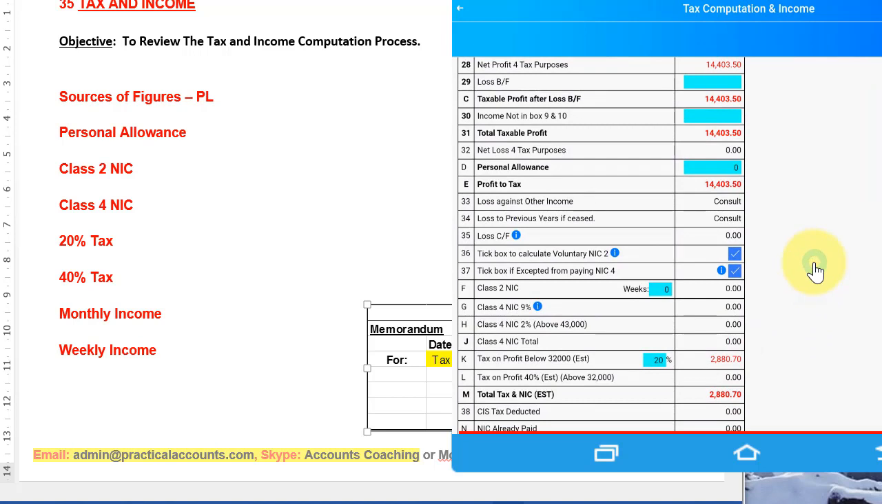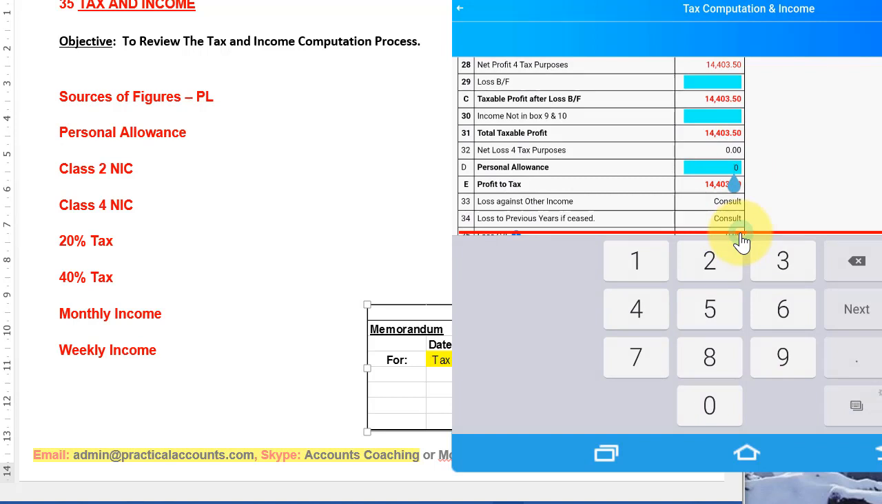Okay, let's continue with our computations. Now this one would be income not in box 9 and 10. It should be typed in. Now personal allowance. Now by default, your software should come with a personal allowance of 11,000. Now what we're going to do is to add that. Now it's been zeroed down because some countries don't have personal allowances. So in case there's no personal allowance, it should be 0. Now let's put the 11,000 in the case of UK.